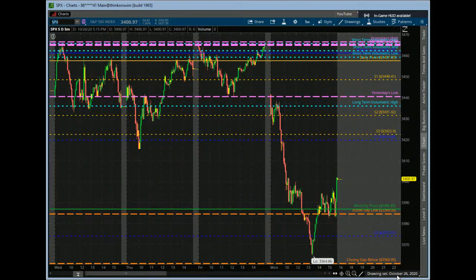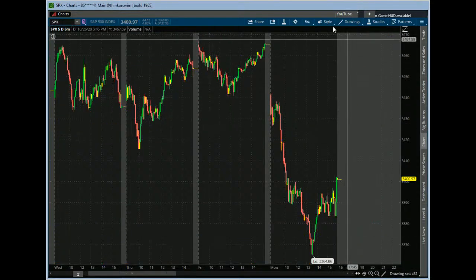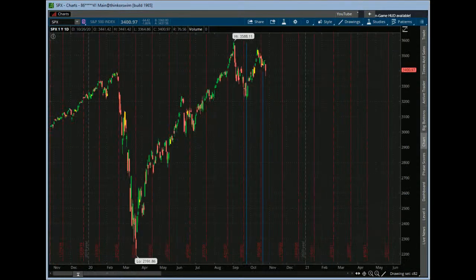Let me go back to the... Oops, what happened there? Did I click the wrong thing? Oh, okay, I got this right here. So here, one second. C82. Clean chart, and then we'll go to the daily chart here, and we'll take a look at trend lines.